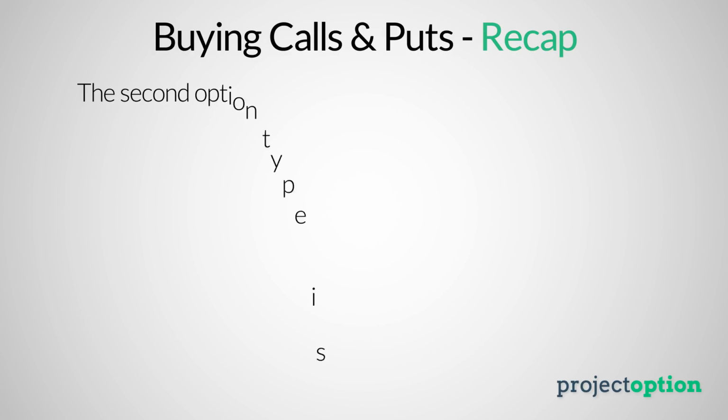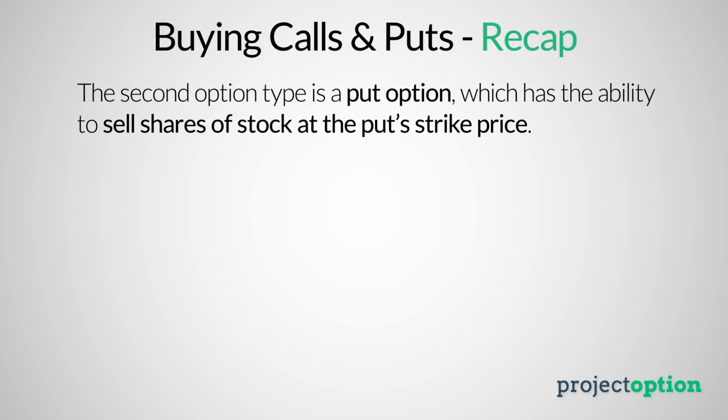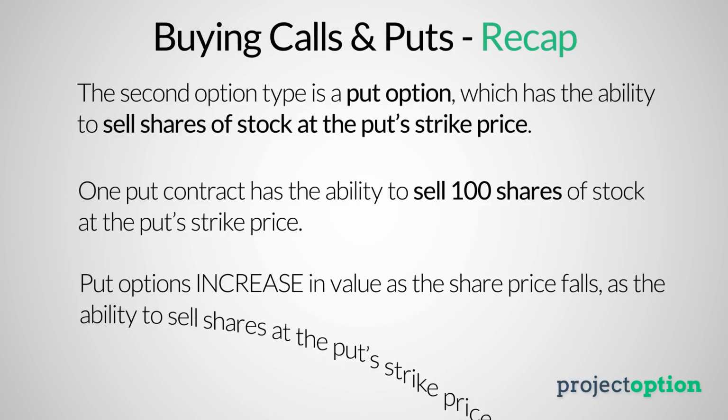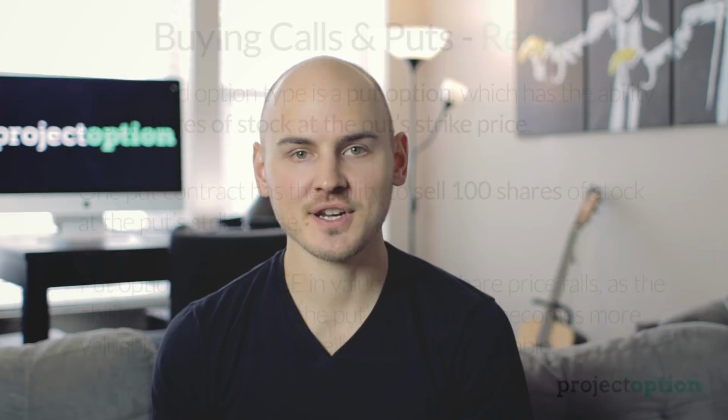Now, the other type of option is called a put option, and a put option has the ability to sell shares of stock at the put's strike price. More specifically, one put contract has the ability to sell 100 shares of stock at the put's strike price. As a result, put options become more and more valuable as the stock declines further below the put strike price, because that ability becomes more and more valuable as the shares decline.